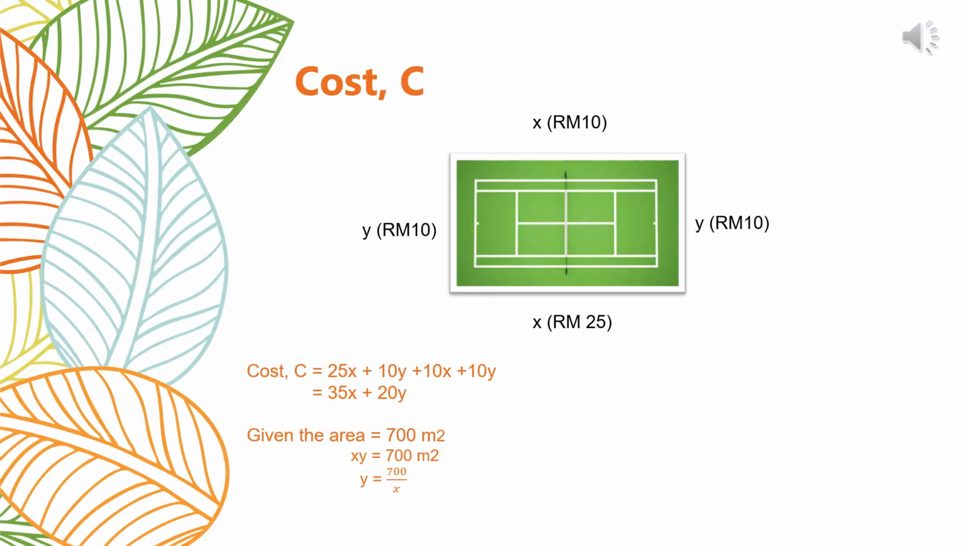Now for the final part, 700 over x will be substituted into the equation 35x plus 20y. The answer shall be 35x plus 14,000 over x. And just like the previous equation, 35x plus 14,000 over x will be used in the next two solutions.